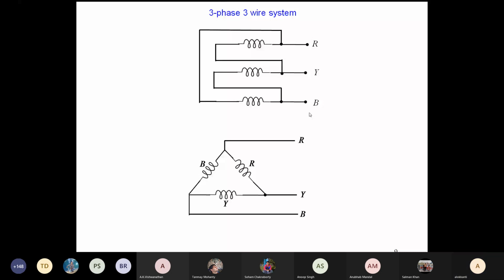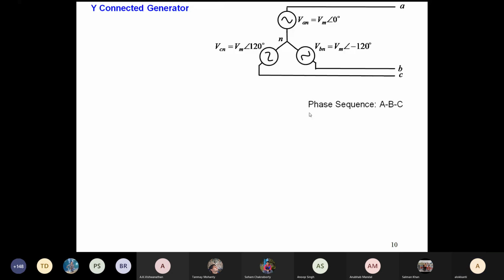Okay. So we are doing this three-phase Y-connected generator, and as I told you, as soon as you say Y-connected, we have to state the phase sequence. And as soon as you state the phase sequence, you can write down the equations. So this is an ABC phase sequence. A is followed by B, and then by C, and then we know how the phasor diagram is going to look.